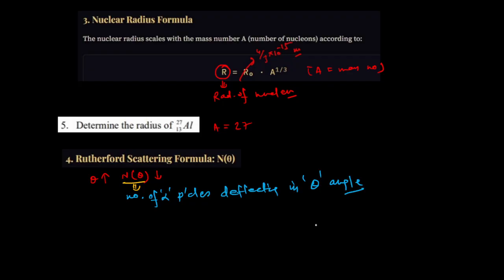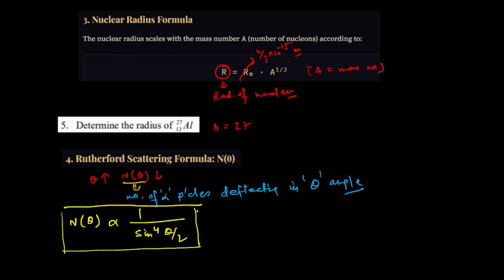Yes, sir. Okay. So this is a qualitative relation that if theta increases, n theta will decrease. I'll give you the mathematical relation, and that is n theta is inversely proportional to sine theta by 2 whole to the power 4. That is the mathematical relation between theta and n theta. Okay, so I'll give you a problem again. You have to do it quickly.